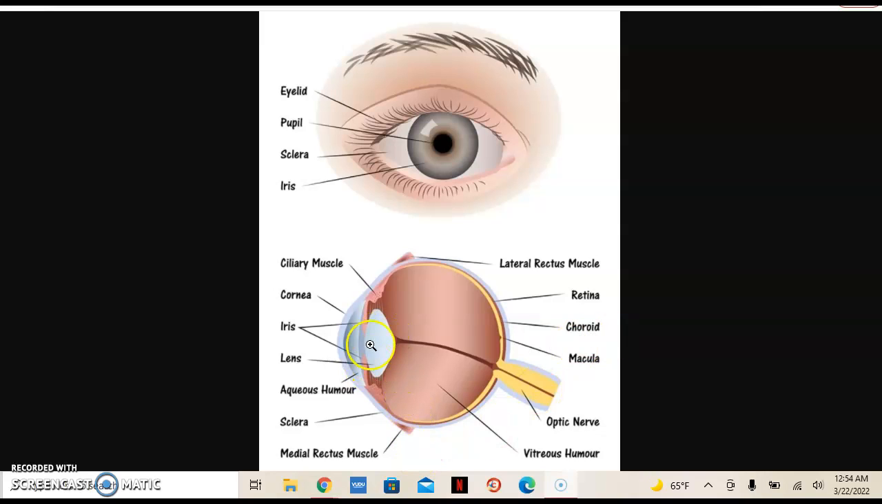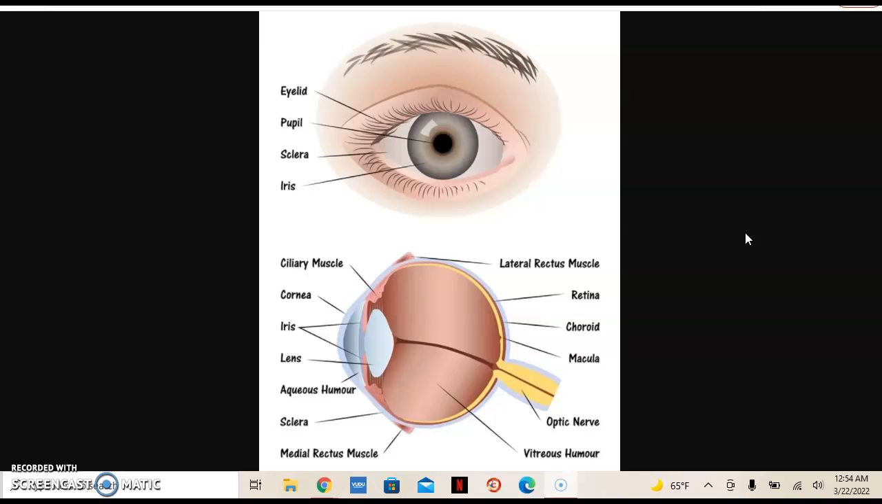The lens, which is located right here behind the iris. The lens sits right behind the iris. Its function is to bend light to aid in seeing images clearly. The lens also changes shape to allow near and far vision.